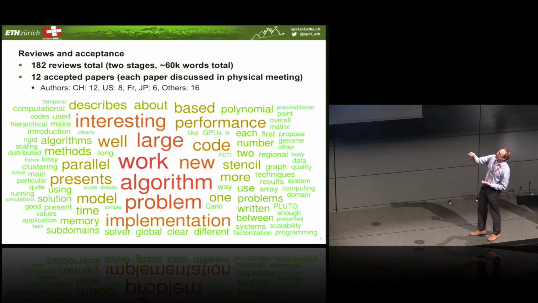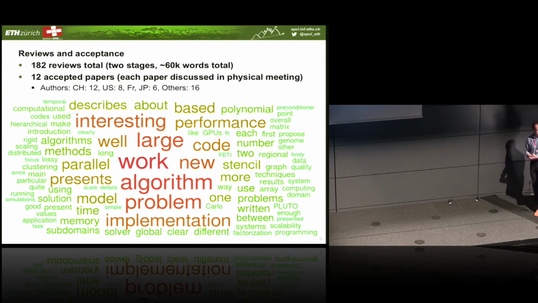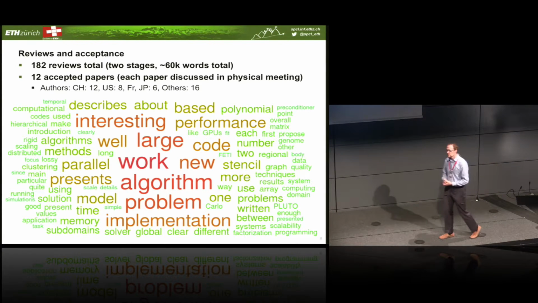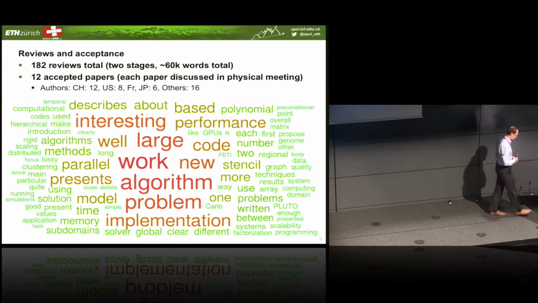So we got about 182 reviews in total. We had 60,000 words total, so basically a multi-volume book. And out of these 44, we only accepted 12 papers at the end. And we had a physical program committee meeting where we discussed each paper. So we had a full-day meeting where each of the submissions was discussed, sometimes for extended periods of time, and we actually got even additional reviews for some of them.